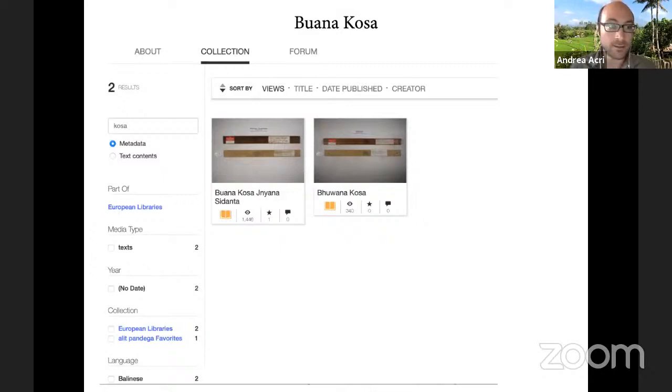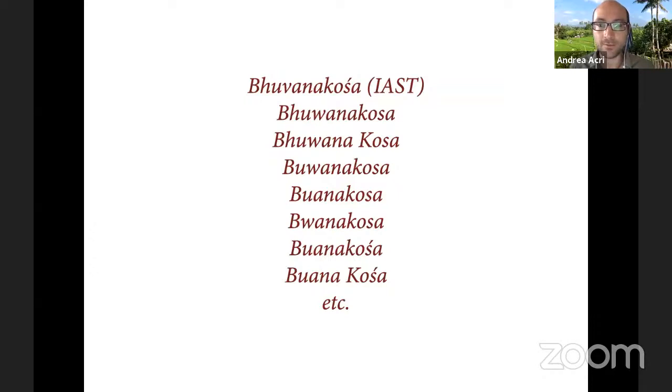This says Balinese. Also, there is no date, for instance. We don't know when this manuscript was made, they didn't put the date. And also they say European libraries. So I don't know what it means, the collection. So we have problems with the metadata. And so this is the main problem for me.